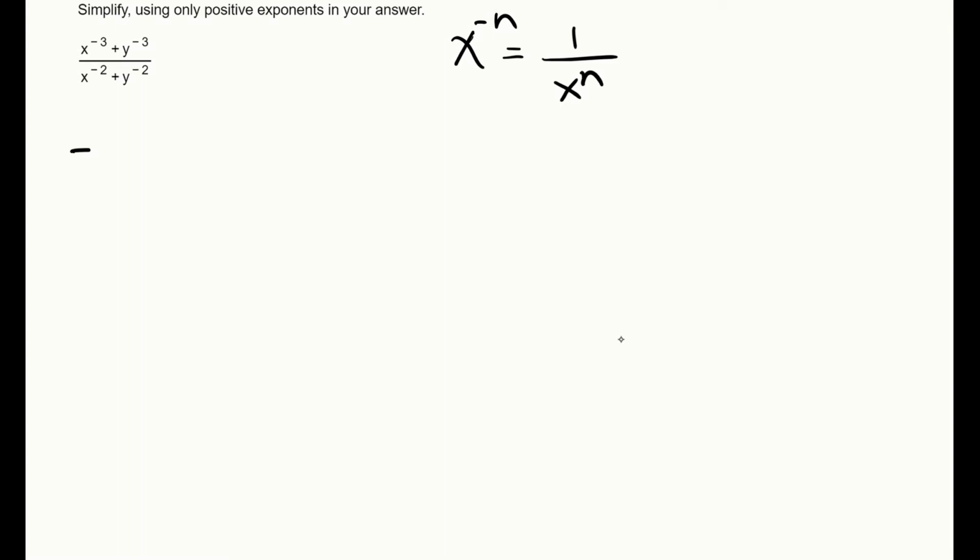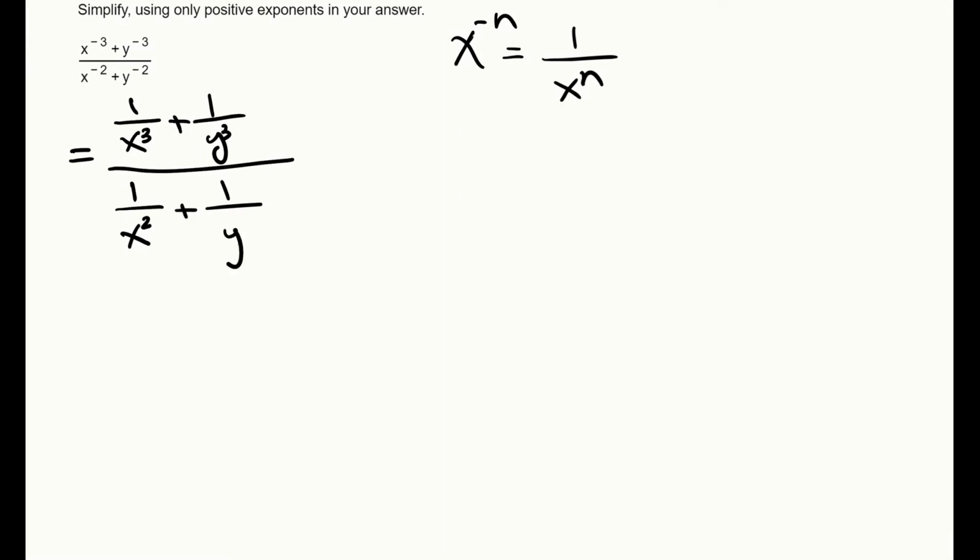So the expression can be written as 1 over x cubed plus 1 over y cubed, over 1 over x squared plus 1 over y squared. Now the problem looks more like a classic complex fraction problem. We've discussed different ways of doing these in the past, but the easiest approach would be to find the LCD for all four of these denominators.